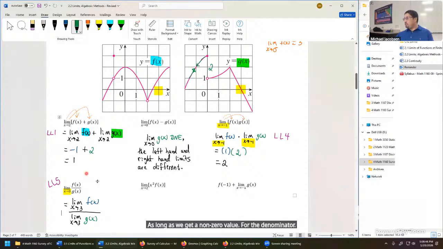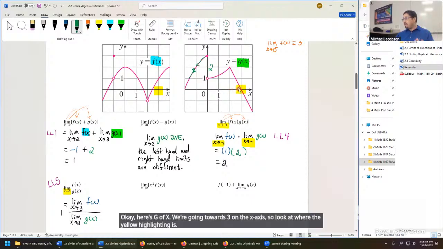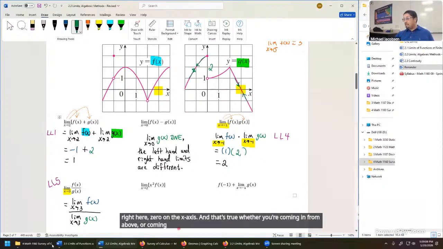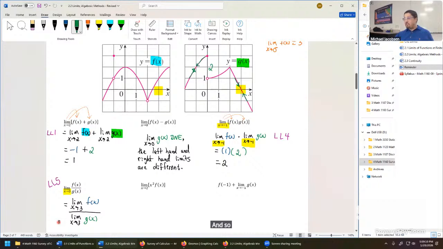That means we should look at the g of x function first. Okay, here's g of x. We're going towards 3 on the x-axis, so look at where the yellow highlighting is. But as you get closer and closer to 3, values are getting closer and closer to 0. The height is right here, 0 on the x-axis. And that's true whether you're coming in from above or coming in from below. And so this one is yet another does not exist.